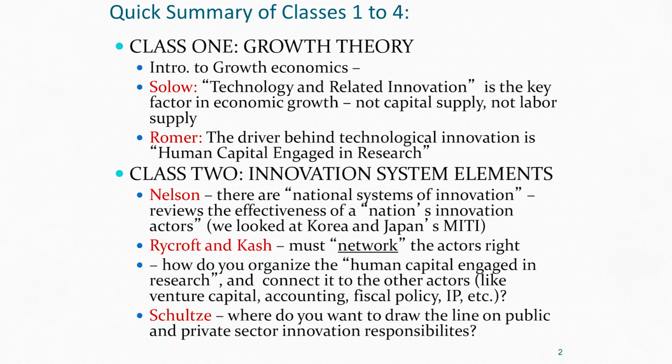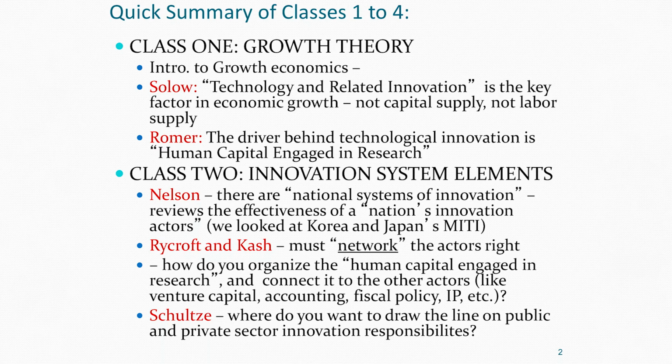Class number 2, we began thinking about innovation systems. So we got 2 factors out of the first class, then we began to think about systems. Nelson tells us that there are national systems of innovation, that you can analyze innovation at the systems level and look at the actors in that system and the strength of the actors and therefore the strength of the whole system. So that gives us a third innovation factor, which is really, we'll call it innovation organization, right?